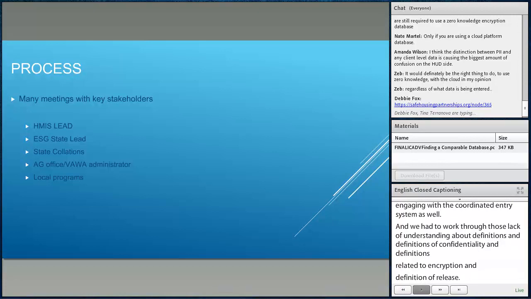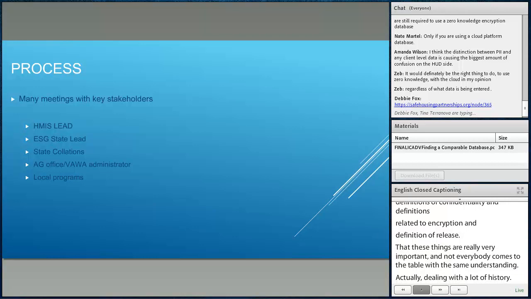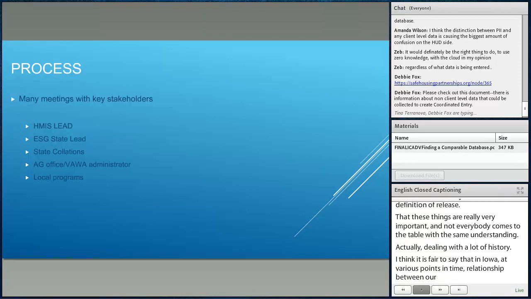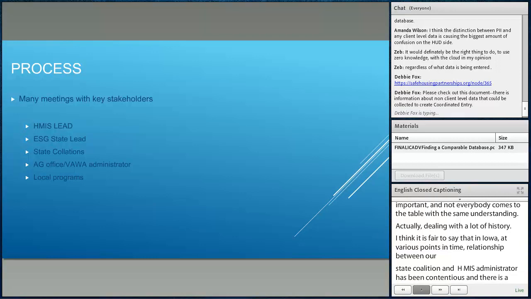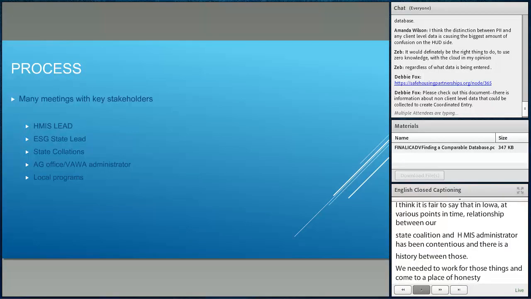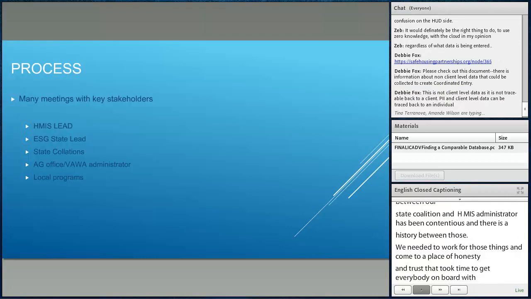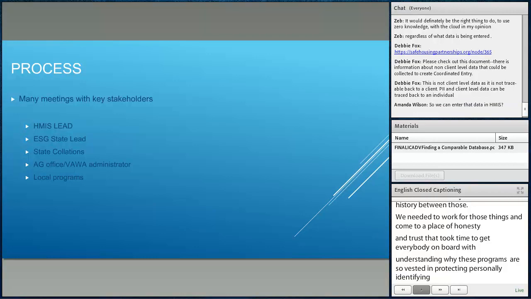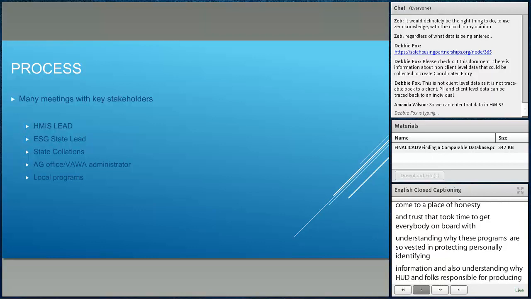And actually, just dealing with a lot of history. I think it's fair to say in Iowa, at various points in time, the relationship between our state coalition and our HMIS administrator has been contentious. There is a history of contention between those, and we needed to work through those things and come to a place of honesty and trust, and that just took time to get everybody on board with understanding why DV programs are so vested in protecting personal identifying information, and also understanding why HUD and folks responsible for producing their CoC and ESG reports are so vested in those reports being accurate and conveying as much information as possible. That was just very important and cannot be done in a single meeting.